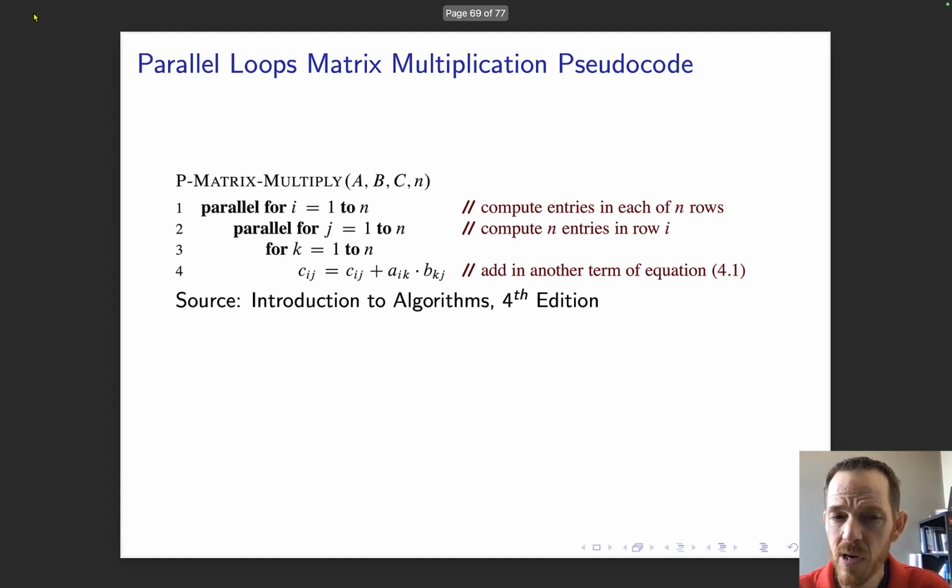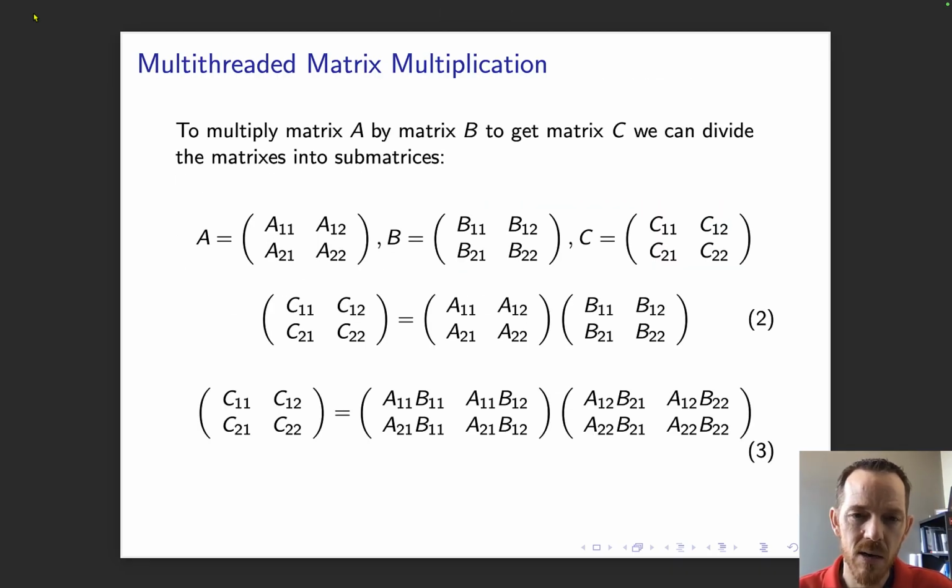And so if we wanted to just parallelize the loops, we could do that here. We need to watch out for a race condition. So let's see a different way of approaching it. You may know that you can divide up a matrix into different portions and then multiply those portions together to get a portion of the resulting matrix.